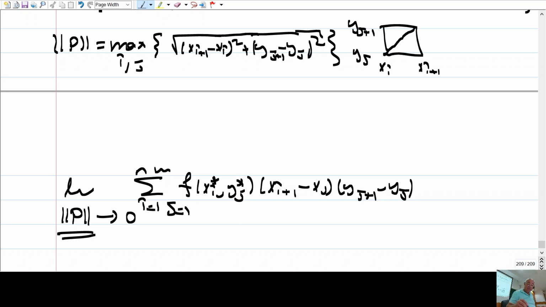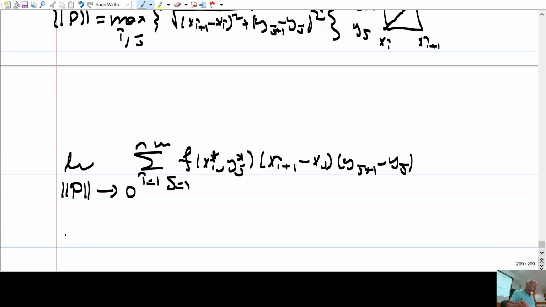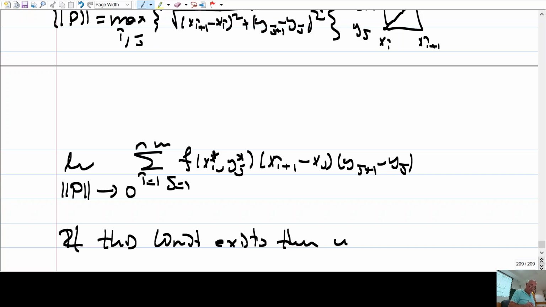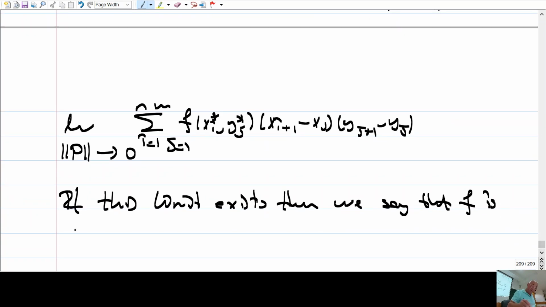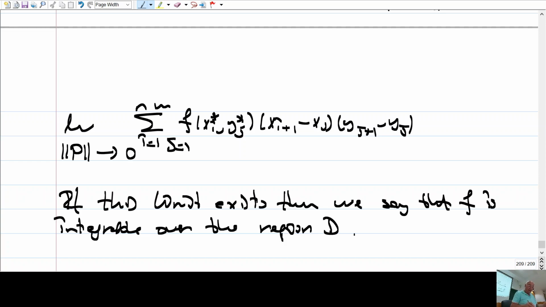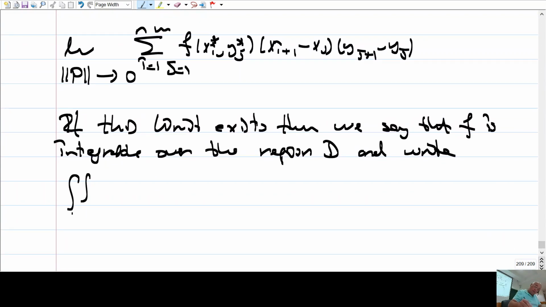If this limit exists, then we say that f is integrable over the region D. And write the following. The double integral of f(x,y) dx dy is equal to this limit.